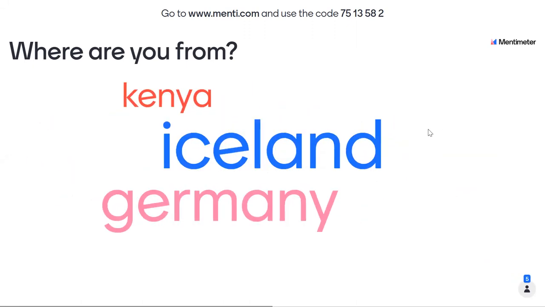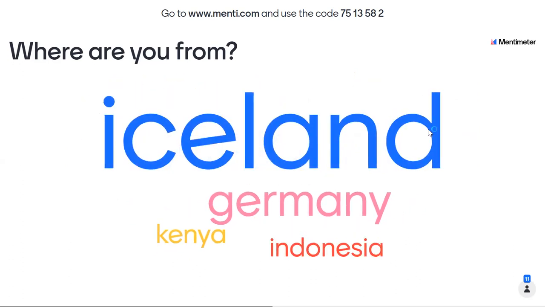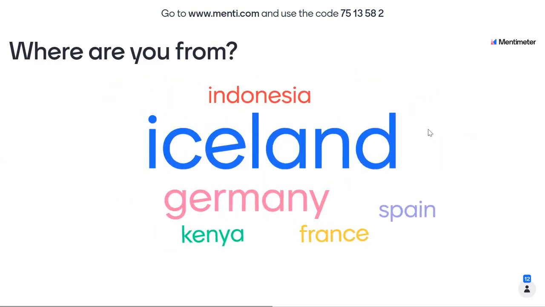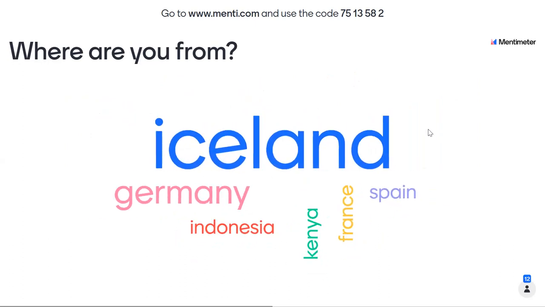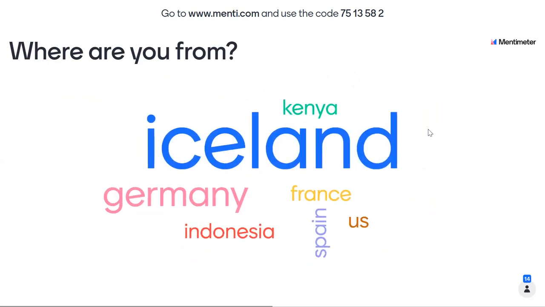Of course, there are a lot of people from Iceland. We have some people from Kenya, Germany, Indonesia. So we're very international. Spain is here, France is here. So we have a very international group. I think the United States is here as well. Welcome to the United States. Was there someone more? I think this is more or less it.